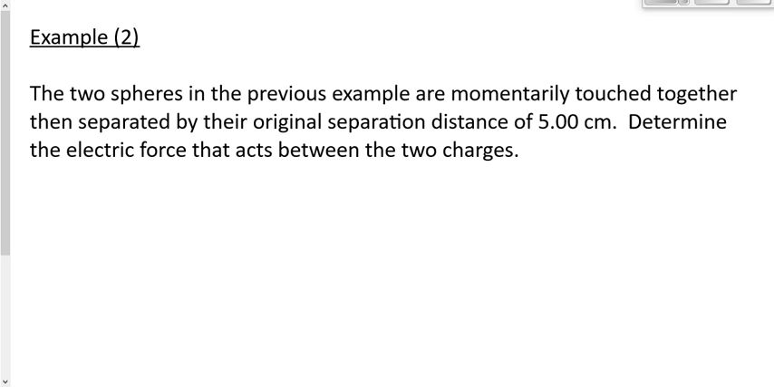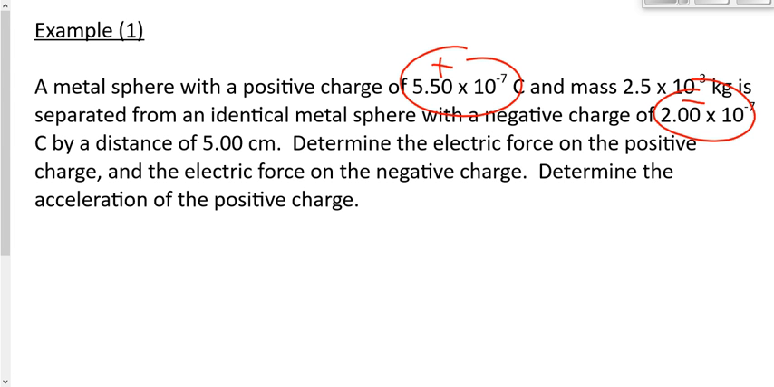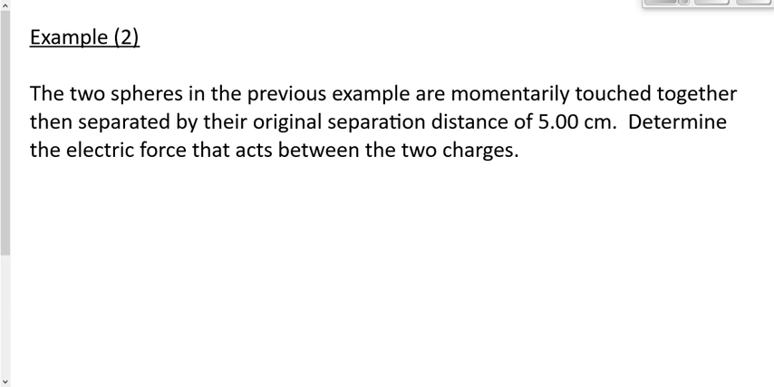I'm going to do another example question here on Coulomb's law. This is example number 2 from the handout that you got last week. It says the two spheres in the previous example, example number 1 that we did last week, with these two charges, positive 5.55 and negative 2.00, these two spheres are touched together. And then they're separated by their original separation distance of 5 centimeters. What's the electric force that acts between the two charges?